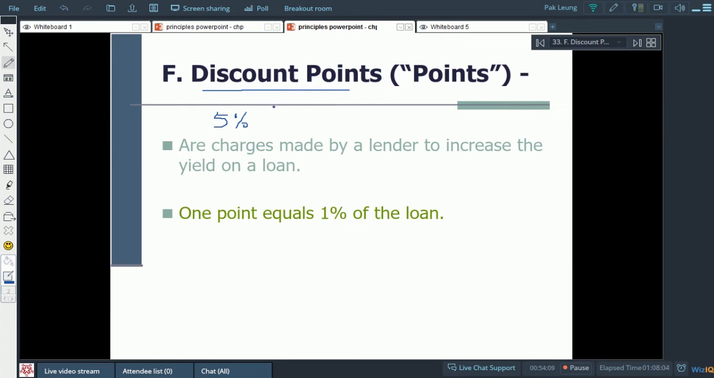Okay, discount points. What is that? What is a discount point? Okay, normally, let's say the bank give you 5% interest rate for a loan. So the discount point goes like this, okay? You pay the bank 1%, which is 1 point, okay?